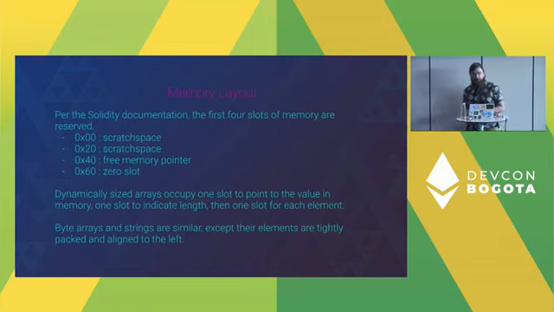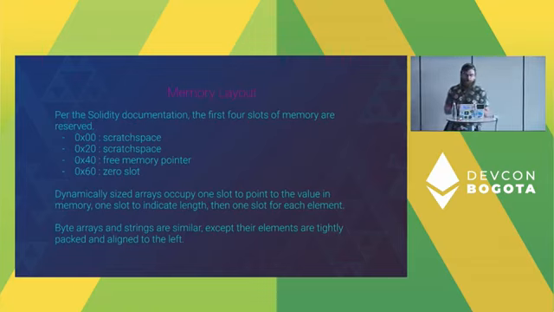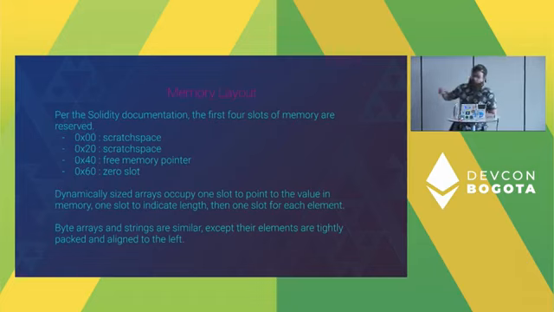Next is going to be the memory layout. Now this one is really, really important because per the Solidity documentation, the first 4 slots of memory are reserved. Slot 0 and slot 0x20, or slot 32, are actually scratch space, so you can use these whenever you're doing things in inline assembly. The 0x40, though, is the free memory pointer.